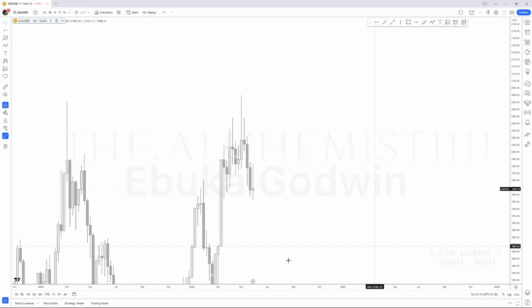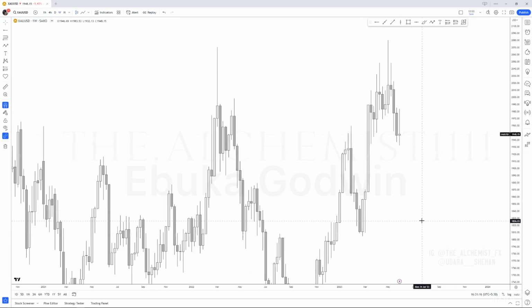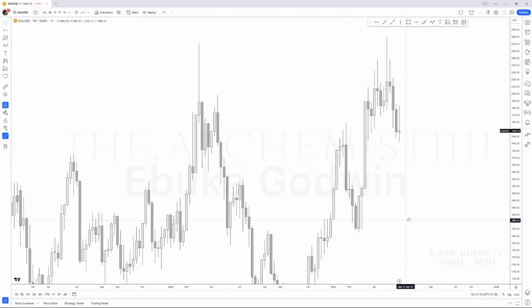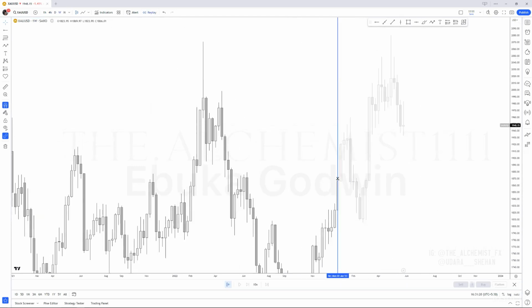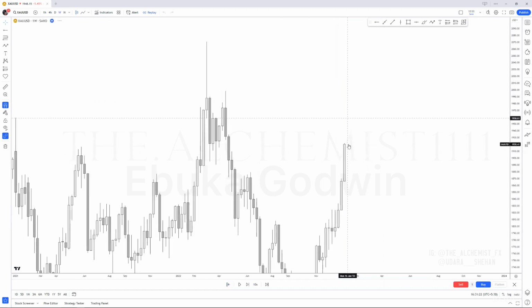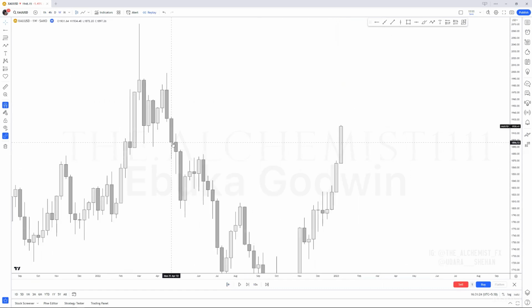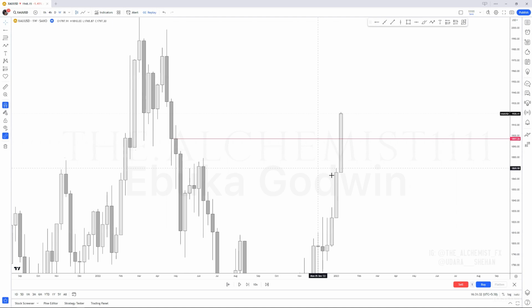On the weekly we had some good ones. Look at this one. This is an open close level, right? But what did this candle do? It broke through it. See that? So once it is broken, you can expect it to act as a support.